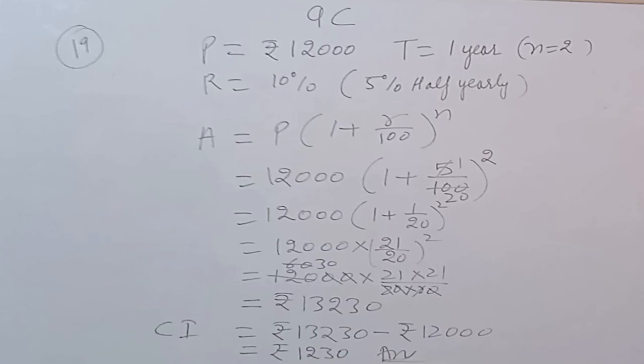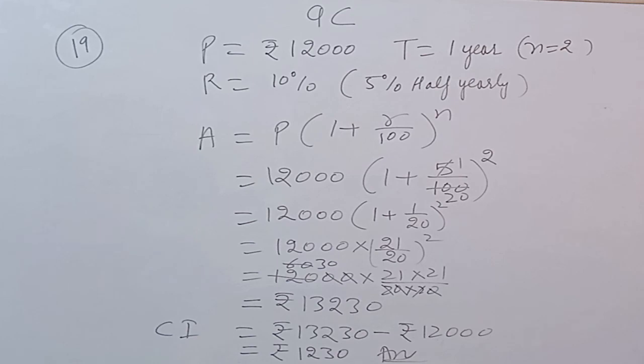Question number 19. The question is that find the amount and the CI on rupees 12,000 in 1 year at 10% per annum compounded half yearly. So whatever is given, I will write on the board. P equal to rupees 12,000, T 1 year, but we will take n as 2 as the interest is being compounded half yearly. R 10% equal to 5% half yearly.